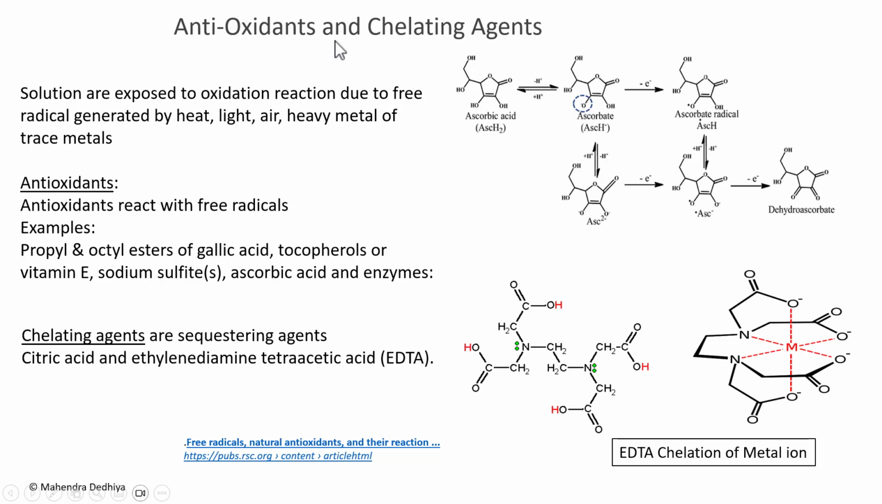Antioxidants and chelating agents. Antioxidants are used in pharmaceutical as well as in cosmetic products. Antioxidants react with free radicals. An example is ascorbic acid. Ascorbic acid forms an ascorbate. Ascorbate captures the free radical, shown here as a dot. This will then convert into dehydroascorbate. So ascorbic acid acts as an antioxidant by capturing free radicals.